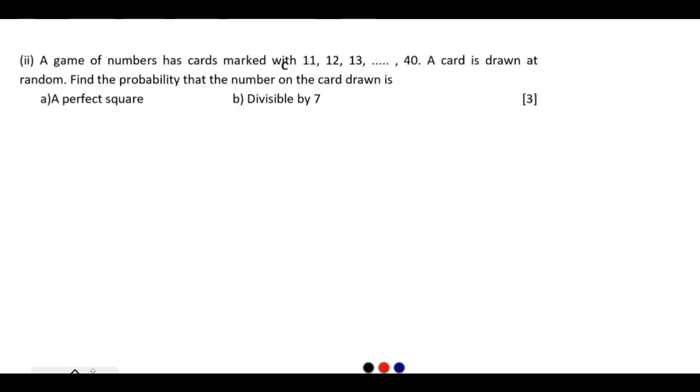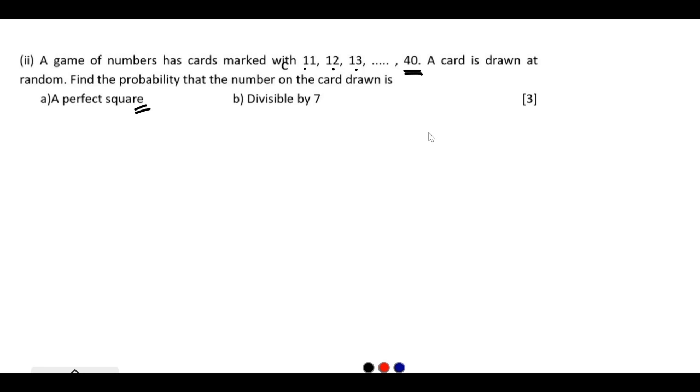Second part of this question. If you attempt question number 4, then you have to attempt all the 3 parts of this question. A game of numbers has cards marked with 11, 12, 13, 14 and so on up to 40. A card is drawn at random. Find the probability that the number on the card drawn is a perfect square.